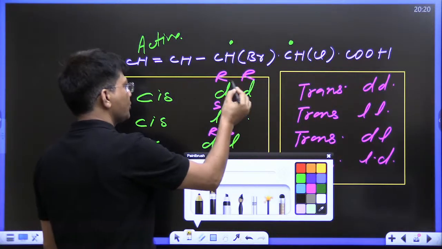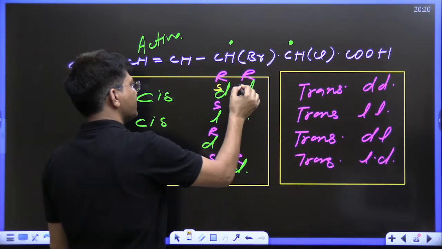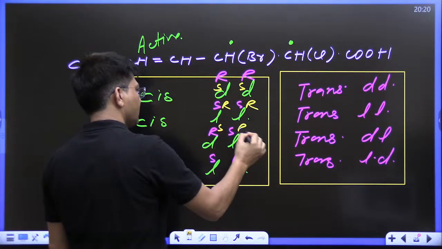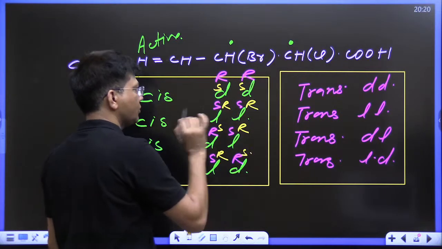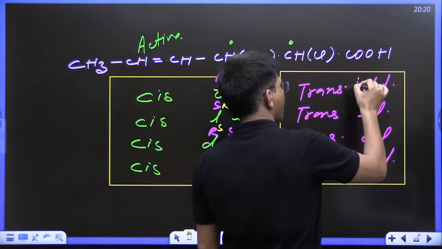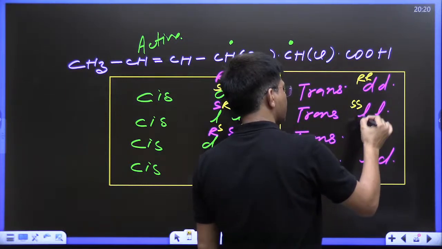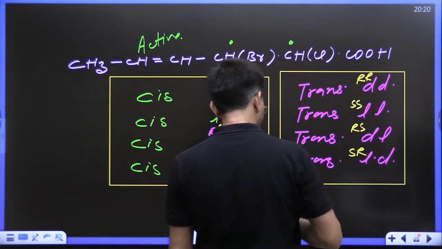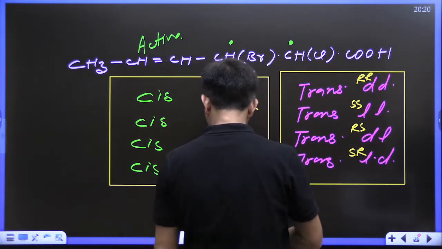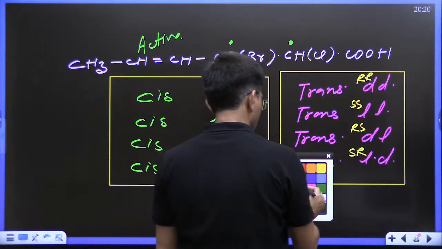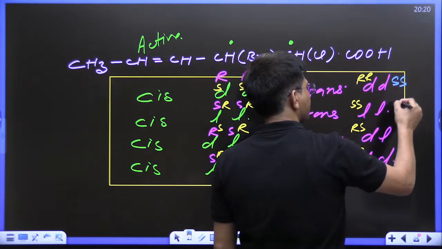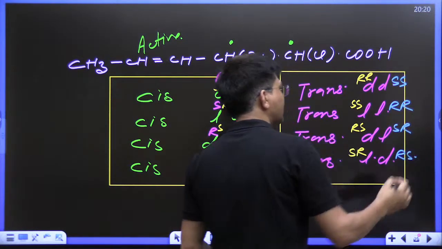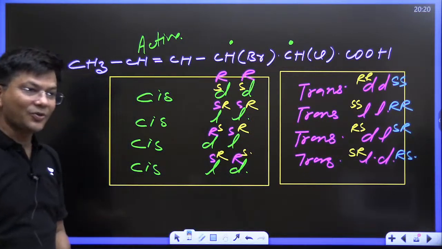See, when I'm not going for RR, I can go for SS, then this will be RR, then this will be SR, then this will be RS. You can go either way. Same here, RR, SS, RS, SR, or you can say SS, RR, SR, or RS. Either way, out of these three, you can correlate.